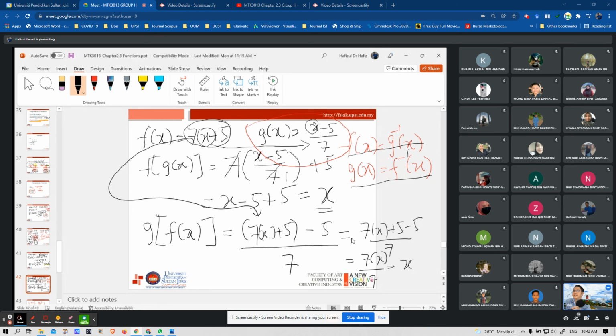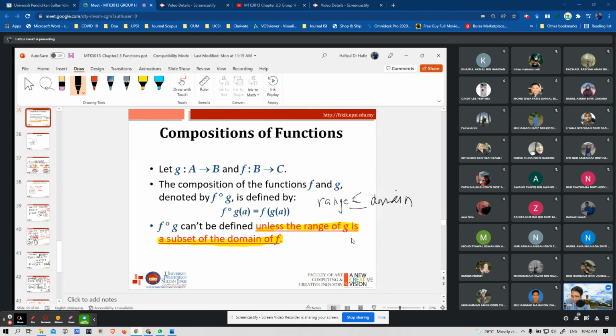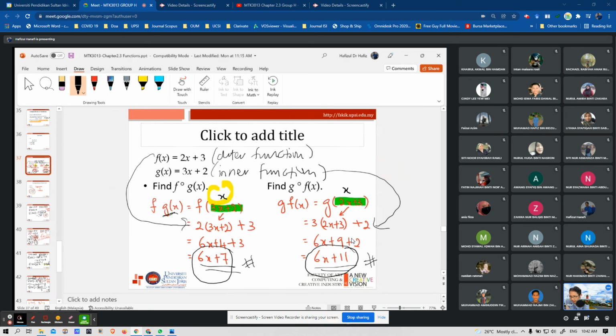This one is basically what you need to know. If you want to inverse, first you need to be sure it is bijective and one-to-one. And when you want to compose a function, you must have the range be a subset of the domain of f, and then you do the inner and then outer functions.